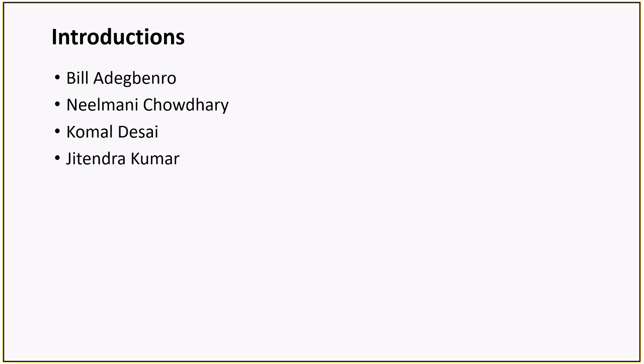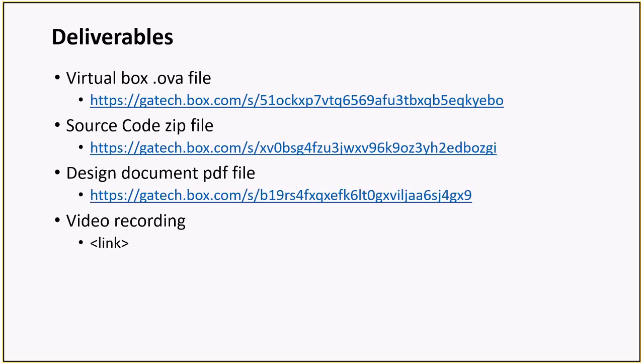Thank you, Jitendra. So I will hand it over to Komal now, so she can go over what we have. Komal, over to you. Yes. So as part of the deliverable for this project, we are going to deliver the 4 deliverables, which are VirtualBox OVA file, and we have a link to the file. We are delivering a source file, which is in our box folder in the Georgia Tech folder. We have a design document PDF, which covers all our UML diagrams, and we will have a link to our video recording on the following slide.